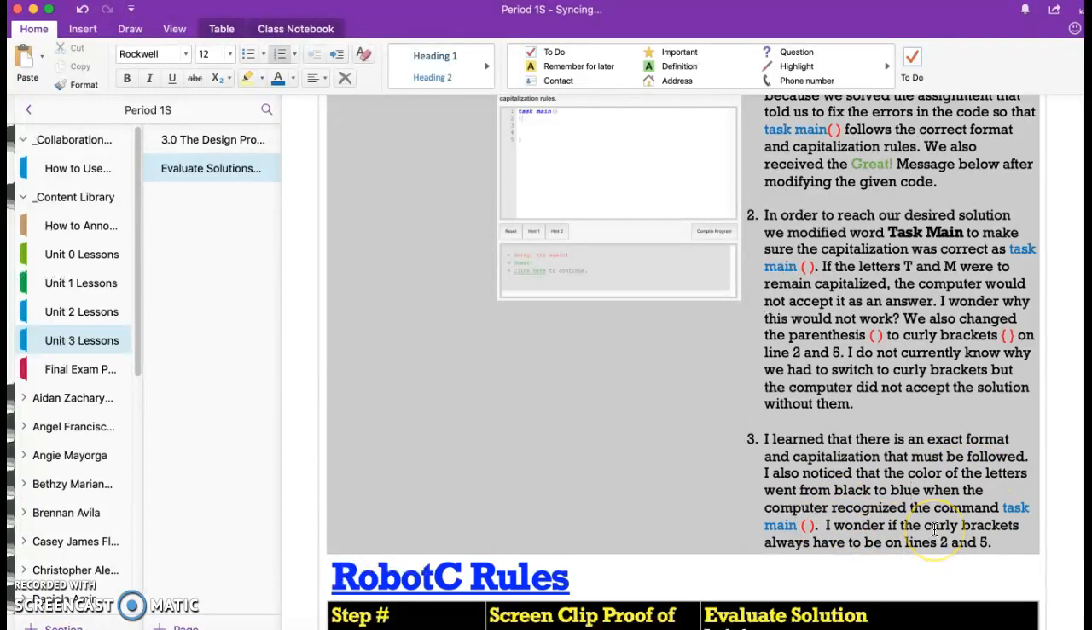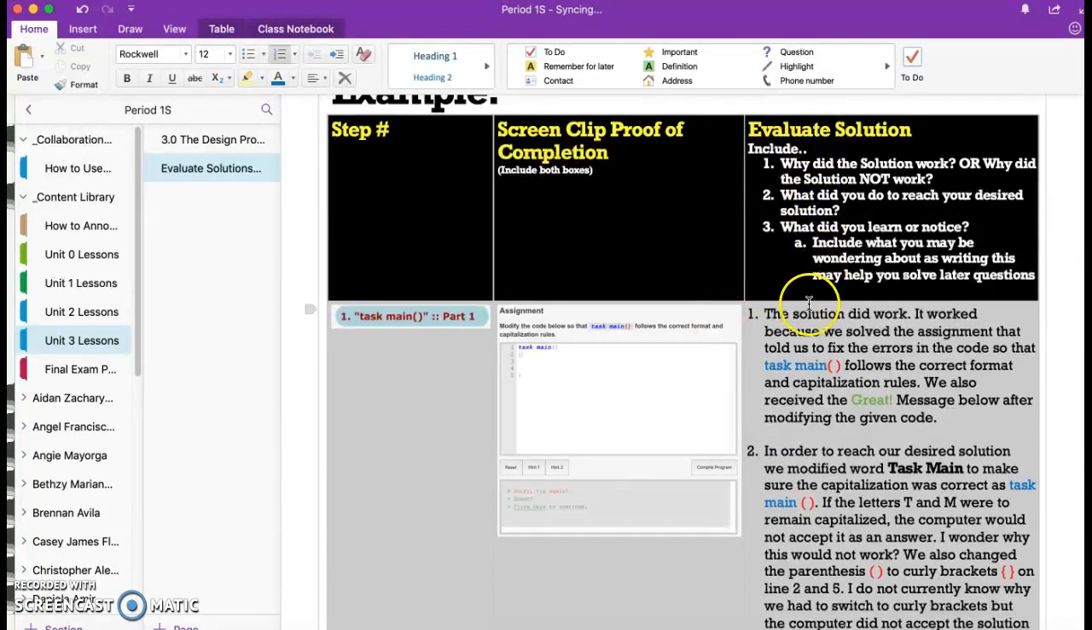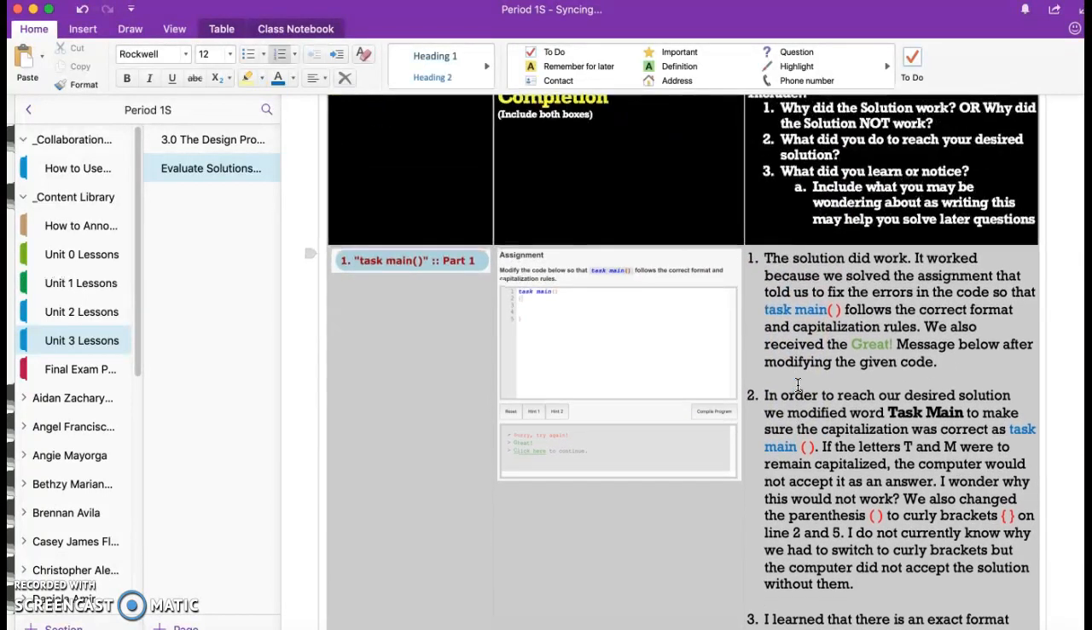I wonder if those curly brackets have to be on lines 2 and 5. Like, would they still work if they were on 2 and 3, or on line 2 by itself? We're not sure. But that's an example of how to evaluate a solution for one of the codes.